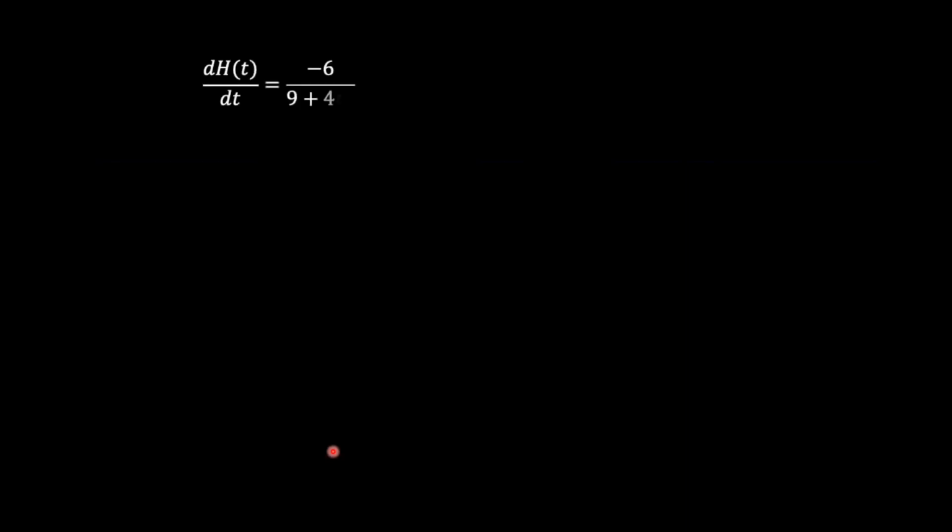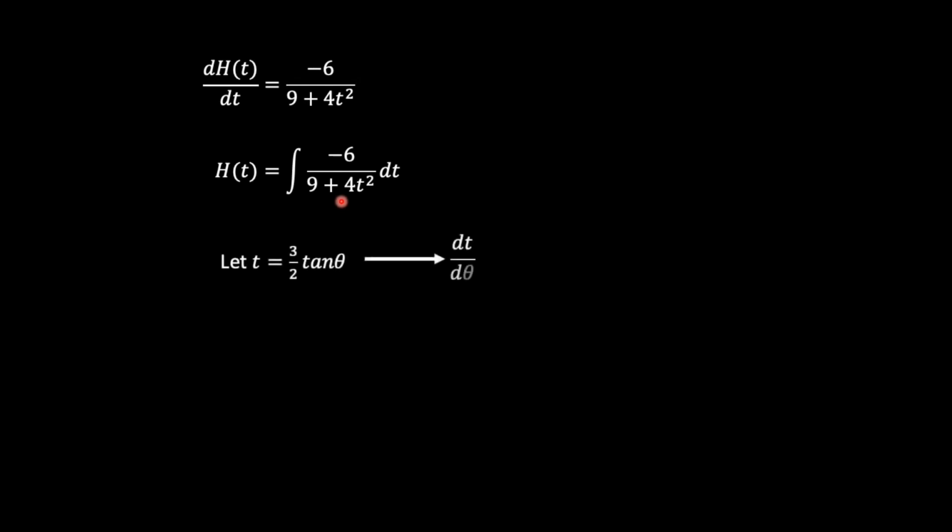So dh/dt is equal to -6 over 9 plus 4t squared. So what is h(t)? We'll just have to integrate whatever is on the right-hand side with respect to t. And we can use the substitution of t being equal to 3 over 2 tan theta, such that dt/d theta is 3 over 2 sec squared theta, and so dt is 3 over 2 sec squared theta d theta.